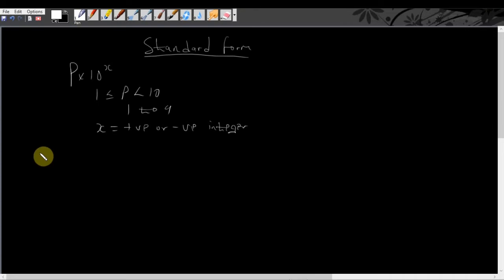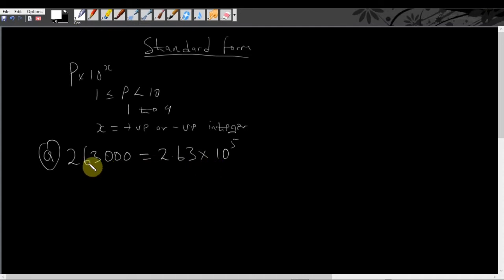Okay, let's use an example to learn this standard form. This one, A. We are given 263,000 and the question is express this in standard form. In standard form, it will be 2.63 times 10 raised to the power 5. How did I get this?